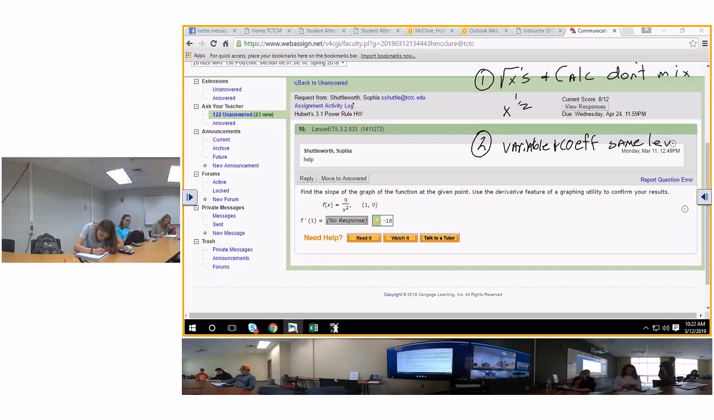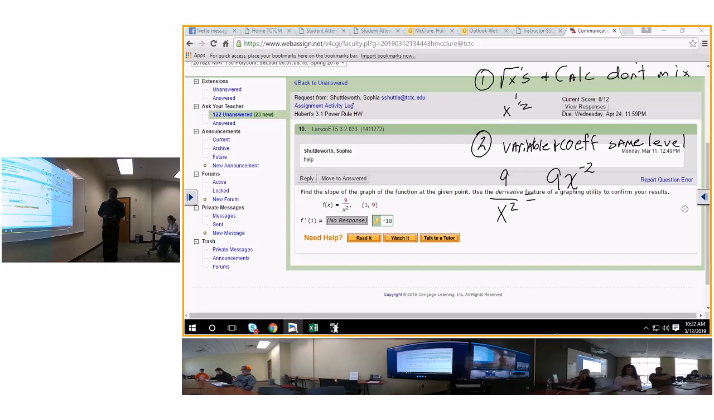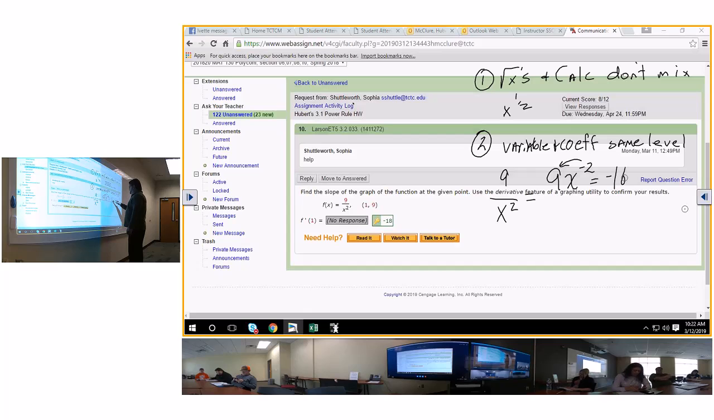So I've got to change this from 9 over x squared to what? 9x to the what? Negative 2. And that's what you got to remember about fractions. With radicals, you change to x to the 1/2. In this case, we're going to change it. And now you just do your handy-dandy what? Power rule. What's negative 2 times 9? Negative 18, x to the negative 2 minus 1. Negative 18, x to the negative 3. Negative 18 over what? X to the 3rd.